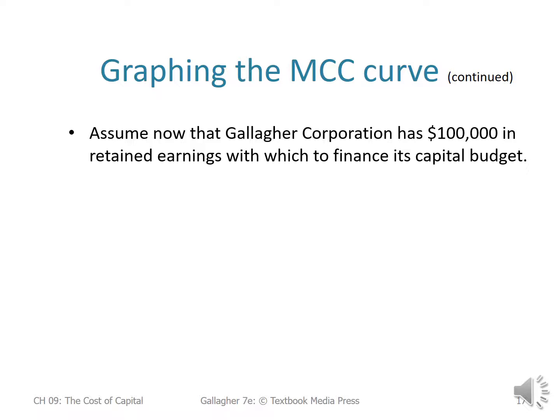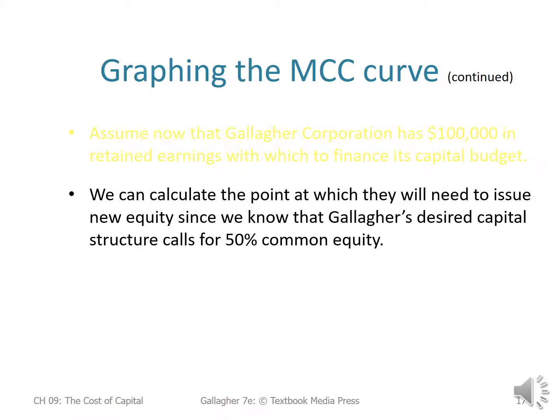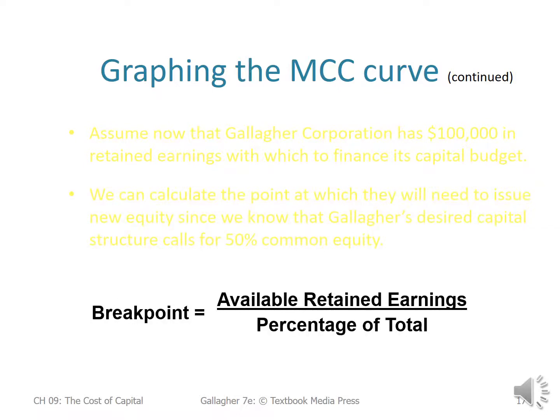Graphing the MCC curve. Assume now Gallagher Corporation has $100,000 in retained earnings with which to finance its capital budget. We can calculate the point at which they will need to issue new equity, since we know that Gallagher's desired capital structure calls for 50% common equity. So the break-even point equals the available retained earnings divided by the percentage of total.